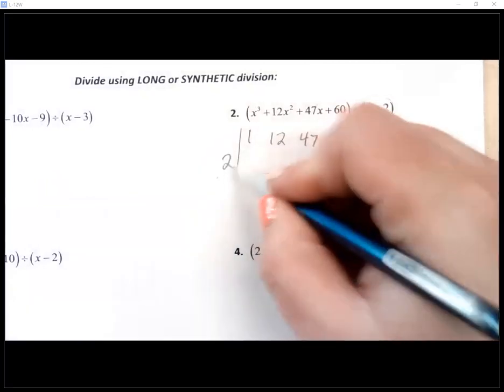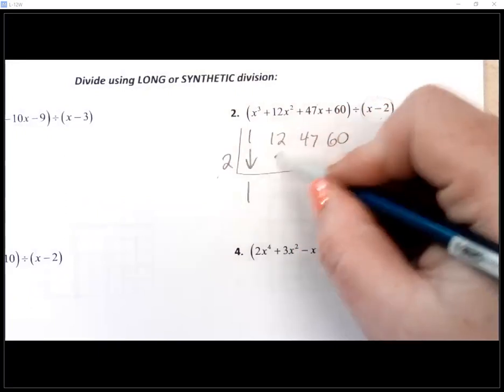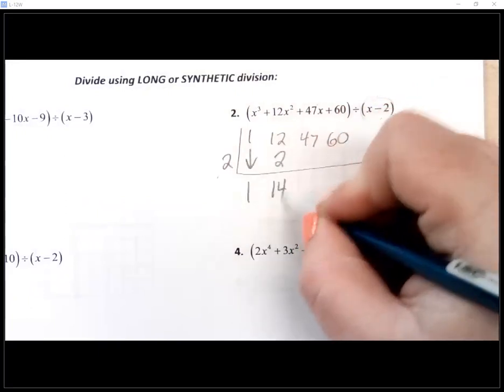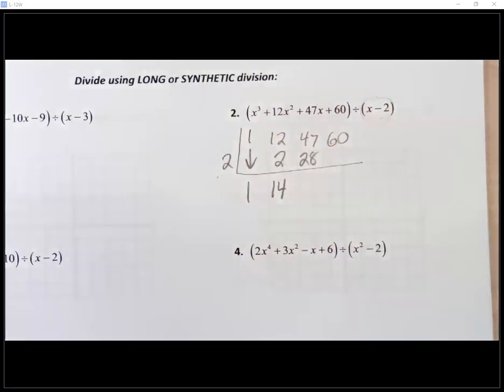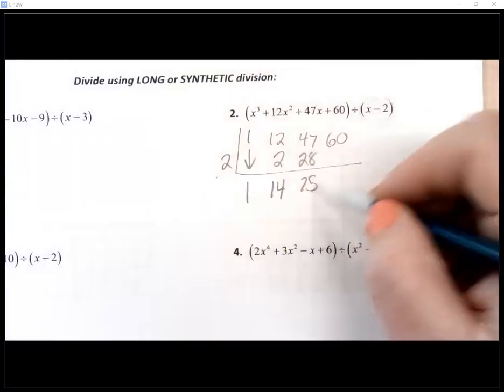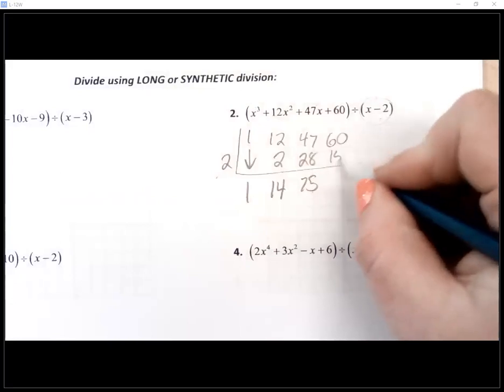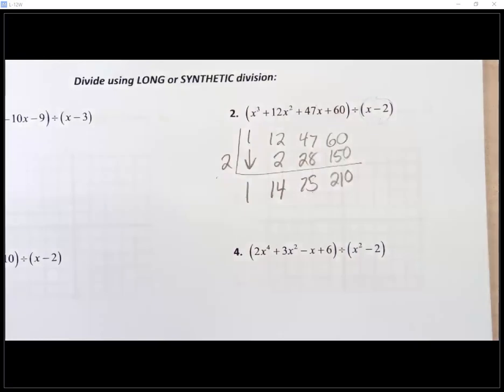And then remember, you drop down the first number, multiply, I get a 2, and I'm just adding. I get 14, multiply, 28. Oh, these numbers are getting big. 47 and 28 is that 75? 47 and 28 is indeed 75. 2 times 75 is 150. So 60 and 150, 210. Okay, did you get the same numbers I got?